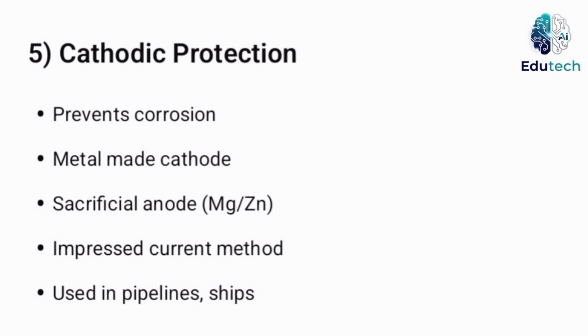Explain cathodic protection methods. Cathodic protection is a method used to prevent corrosion by converting the metal surface into a cathode. Since corrosion occurs at the anode, making the structure cathodic prevents its oxidation. In a sacrificial anode method, a more reactive metal such as magnesium or zinc is attached to the iron structure. The reactive metal acts as an anode and corrodes instead of iron.